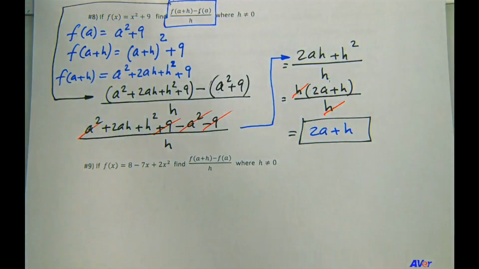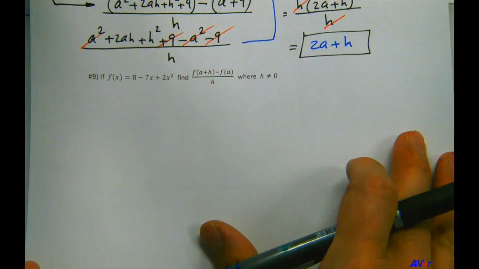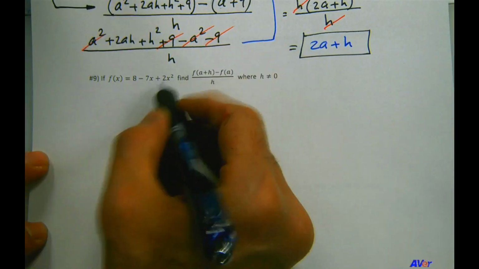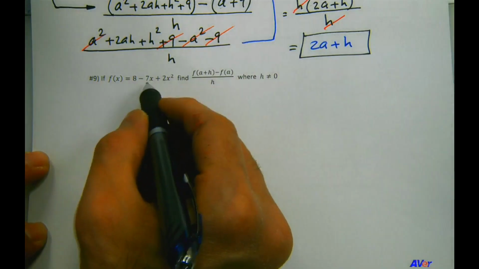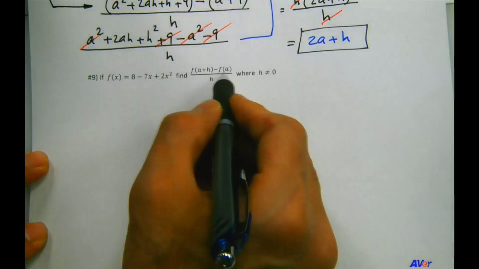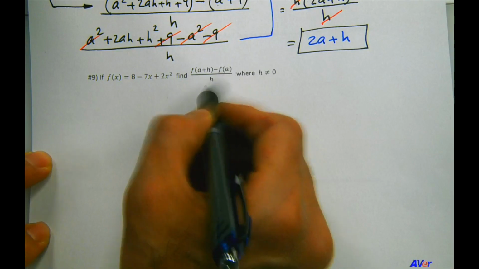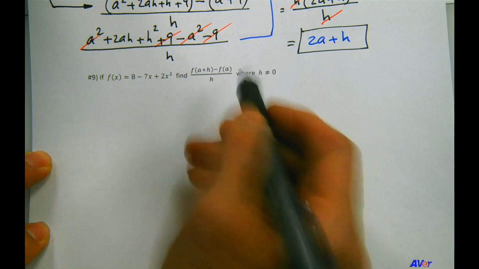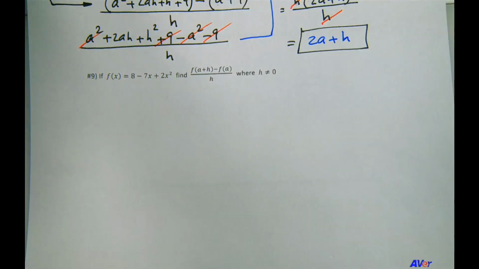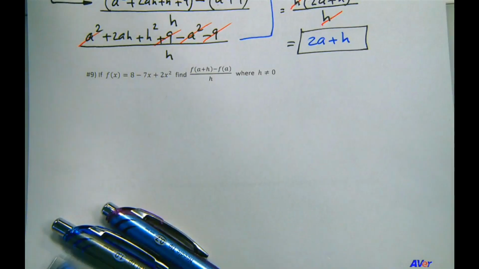Here's another difference quotient calculation. Let's go through that. Okay, so again, we have to calculate f of a, and we have to calculate f of a plus h, and then subtract, divide by h, and simplify to find the final answer.